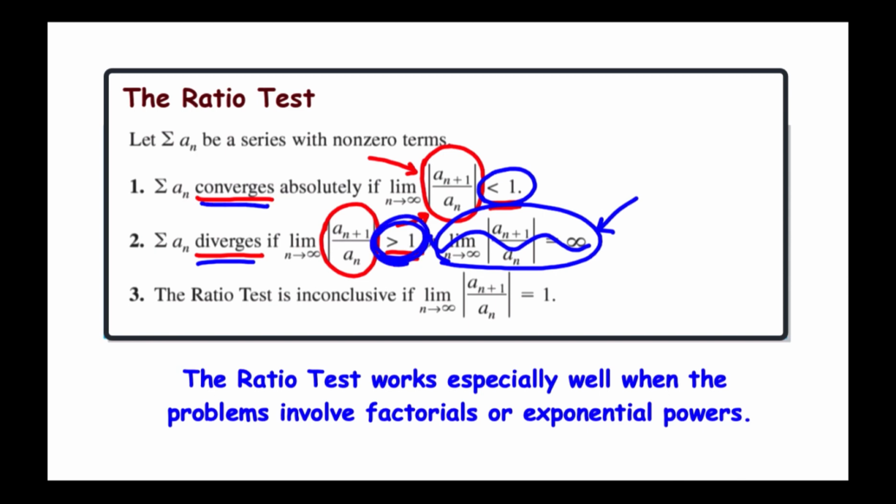But the bottom line is, hey, if this thing's less than 1, it converges. If it's greater than 1, it diverges. If it's equal to 1, the ratio test fails. But not to worry, there are 9 other tests to choose. So that's the bottom line. Let's try some examples and see if it makes sense.